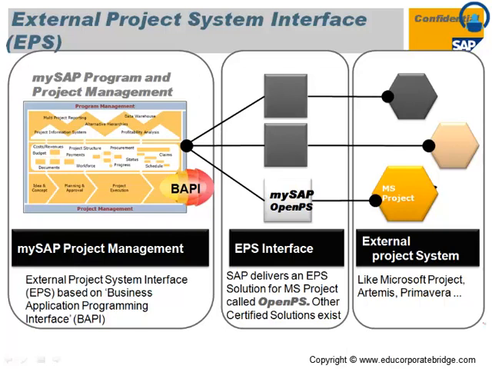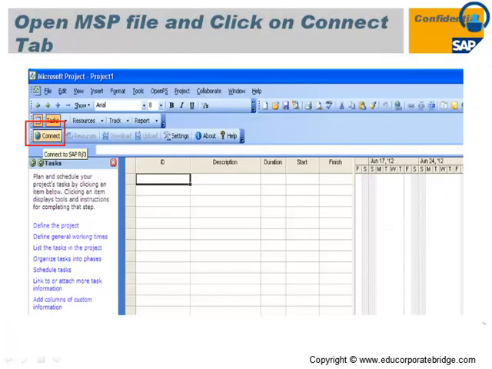Today in this session we will see how SAP and MSP link to each other. To link MSP and SAP, there is a tool called OpenPS, which is provided by standard SAP, or you can download this tool from any SAP site. Once you download this tool on your system, one additional tab will appear in your MSP tool, which uploads and downloads your project in the system.